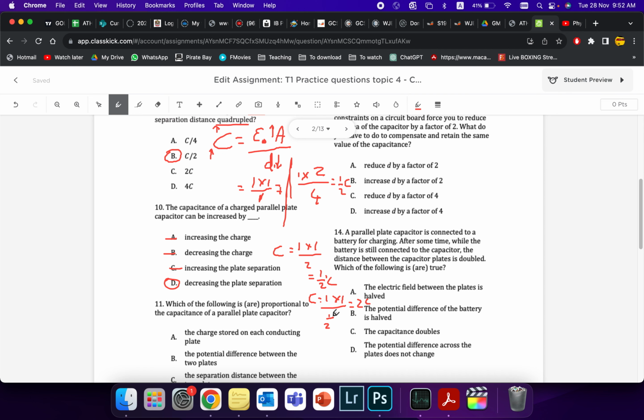I decreased my separation and I increased my capacitance. So that's a way to check with maths. So let's just get rid of this because it will end up annoying me later. I always do that to myself. There we go. So, moving on.